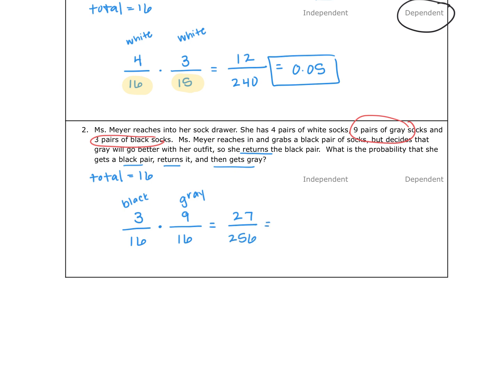Okay, if I take 27 and I divide it by 256, I get 0.105. Okay, we round to that hundredths place. So that 0 is going to stay the same, the decimal stays the same, the 1's going to stay the same. This 5 is going to tell me if I'm going to move that 0 to a 1 or if that 0 is going to stay a 0.